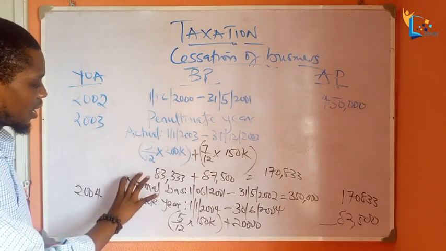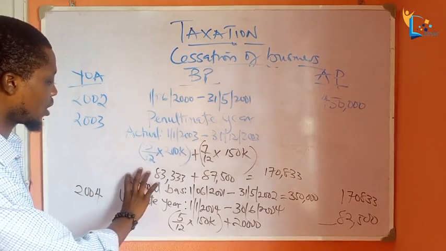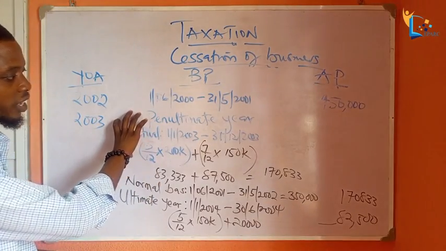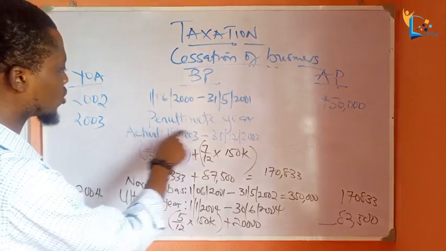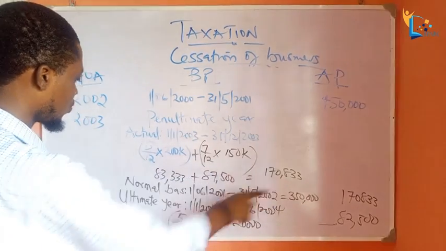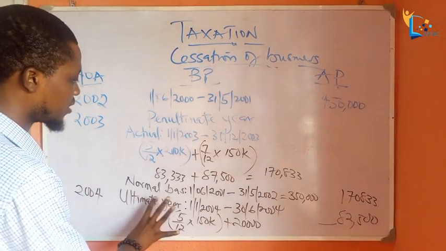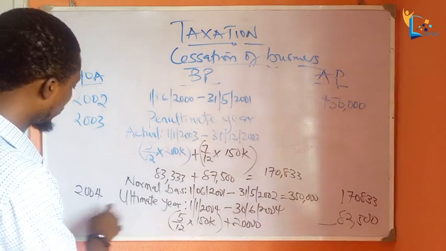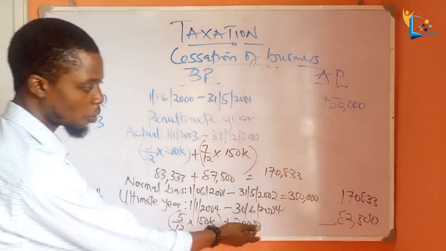Our penultimate year, our normal year, ultimate year, okay? Under the penultimate year, the actual basis gave us the higher assessable profit. Then the ultimate year, which is the year of cessation, we are able to compute this.